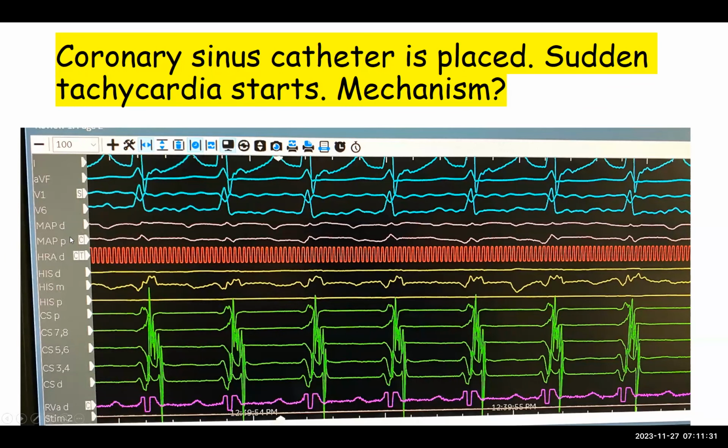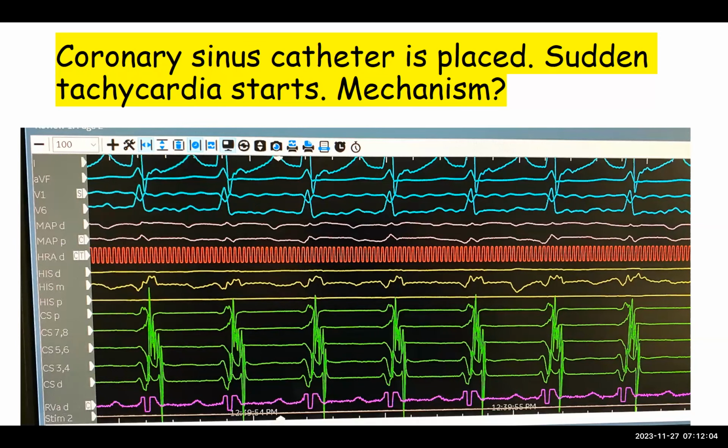We have 2 ablation channels or MAP channels, which is not being used at the time. High array has not yet been placed. The HIS has not yet been placed. We have coronary sinus from proximal to distal, and then we have the right ventricular apex catheter, which seems to be in position. So, Molly, based on what we're seeing here, is there any clue as to what the possible mechanism for this tachycardia is?